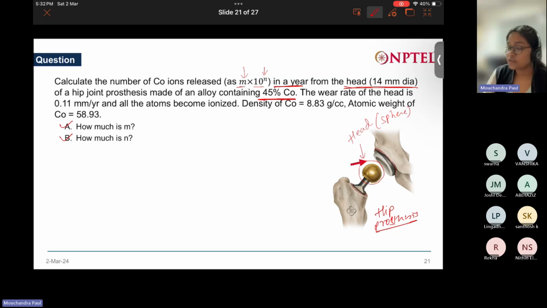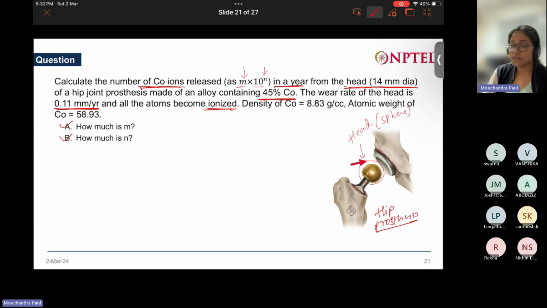The wear rate: due to rotational motion, it will start wearing out. So what is the rate? The diameter of the head will decrease at around 0.1 mm per year. Every year, the diameter will become shorter and shorter because of wear. So this is its wear rate. And all the atoms become ionized. As it is wearing, ions start releasing, which is why you have to calculate the number of ions released in a year.